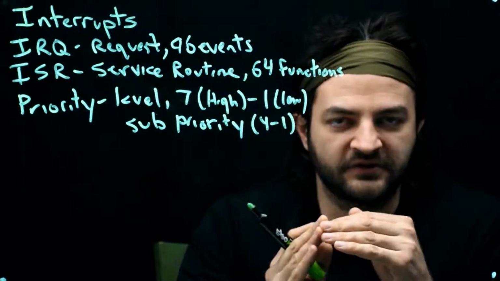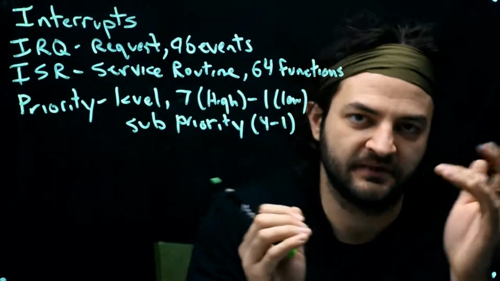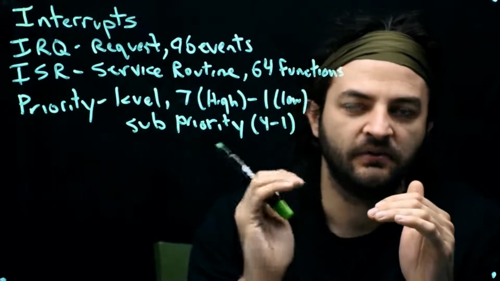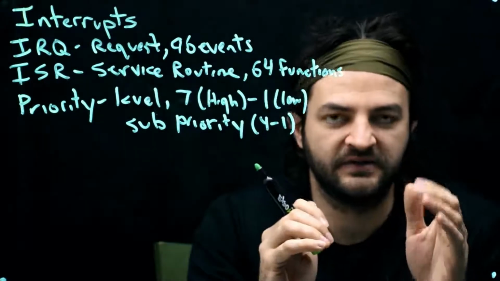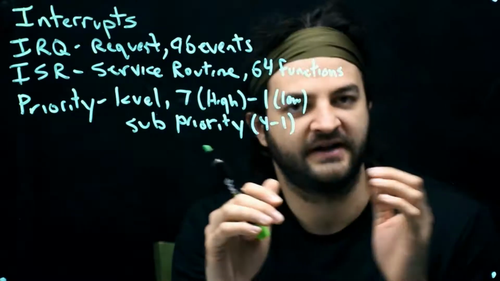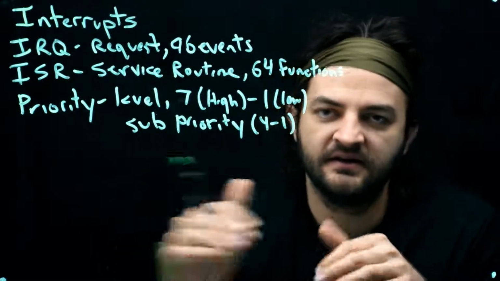While the level 4 is occurring, let's say a level 7 happens, another button push that we think is even more important. It will pause where it is at the 4, go do the 7. When it's done with the 7, it will go back to the 4, and when it's done with the 4, it will go back to level 1, which is like main.